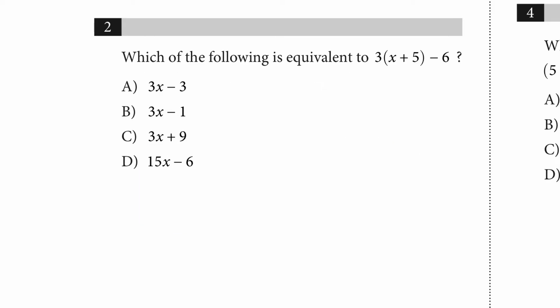Problem number 2, it says, which of the following is equivalent to 3 times x plus 5 minus 6? So I'm going to multiply 3 times x and 3 times 5 minus 6. So 3 times x, that would be 3x. And 3 times 5, that's 15 minus 6. Well, 15 minus 6 is 9. So what I have here is 3x plus 9. So again, the answer should be C for this one.